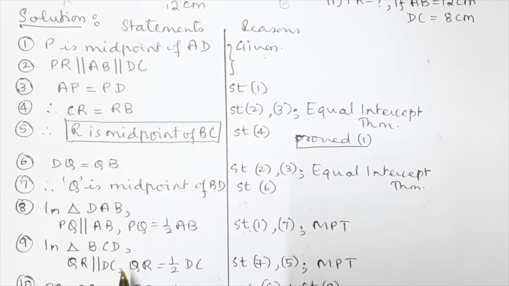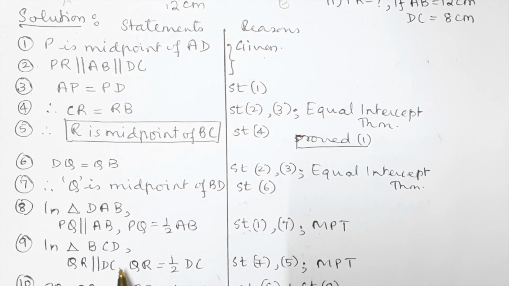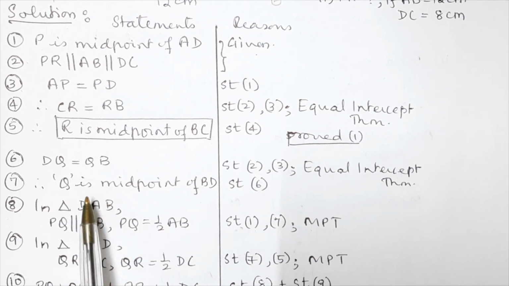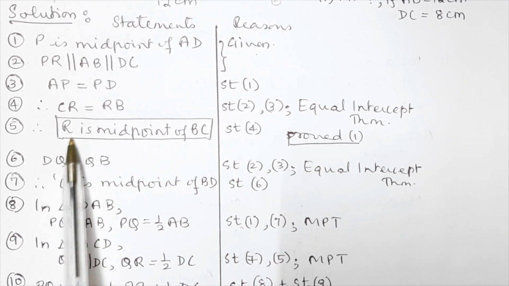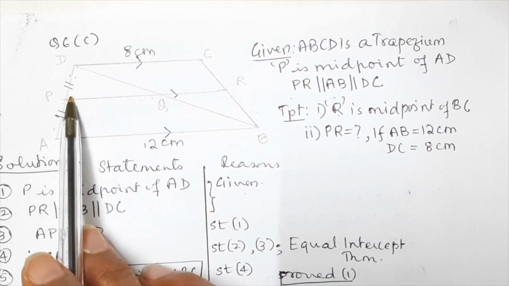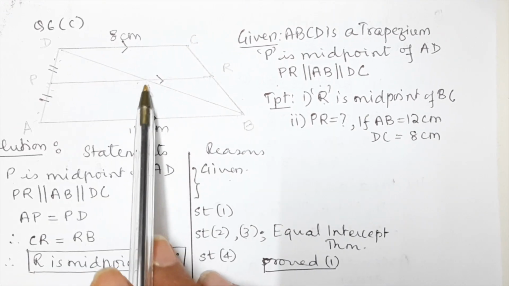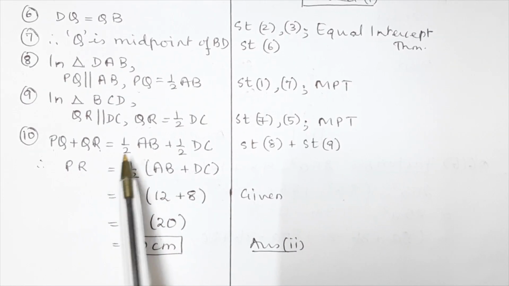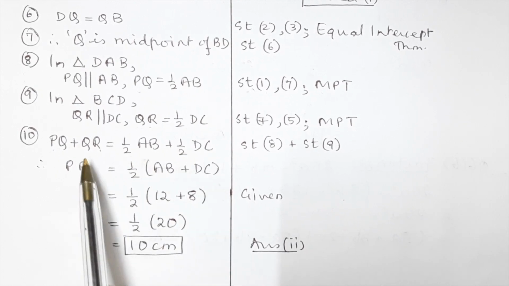In triangle BCD, you will see again Q is the midpoint of BD and R is the midpoint of BC. So QR will be parallel to DC and QR will be half of DC because of statement 7 and 5. 7 says Q is the midpoint and 5 says that R is the midpoint, and midpoint theorem. Now if you take this PQ and QR and if you add, you will get PR. Let us look at our diagram. See there, PQ plus QR is equal to PR. So we are going to add these two, and PQ is half AB plus half DC is this.